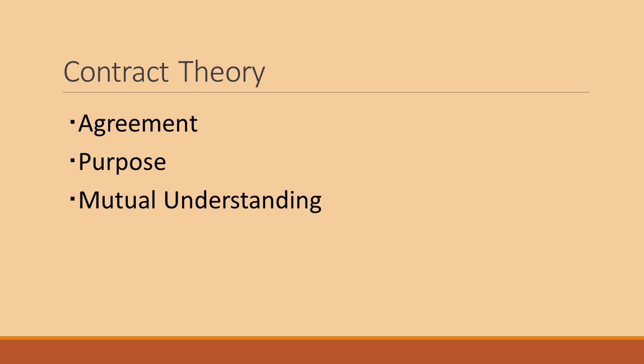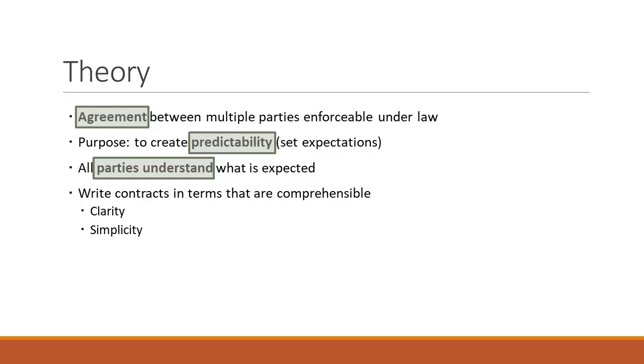So the first thing here, really basic. What's the theory? A contract is an agreement between two or more parties that's enforceable under law. Most contracts are just two parties, but you can have multiple parties depending on the nature of the relationship.